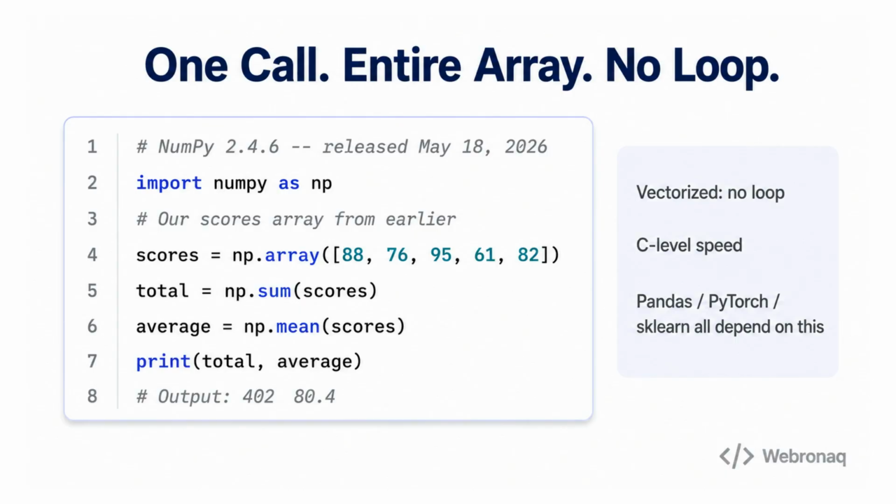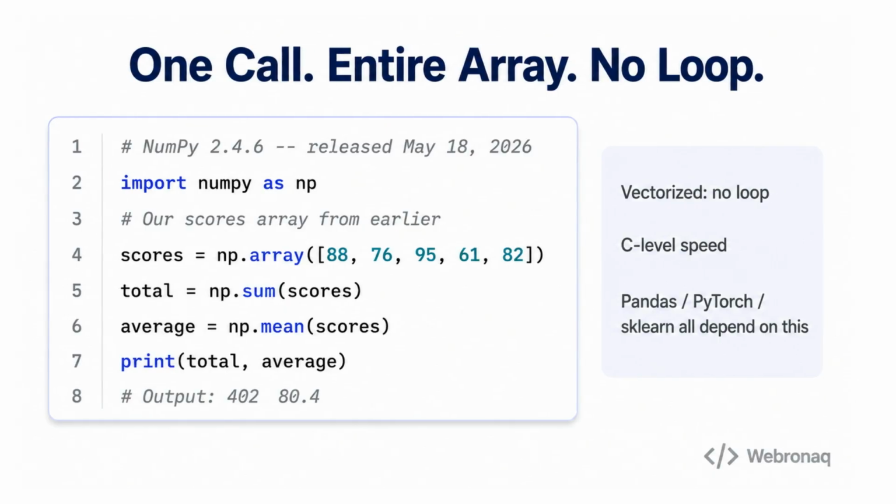NumPy dispatches these aggregate functions to optimized C code under the hood, which means on a large array, they can run orders of magnitude faster than a Python loop doing the same work. This is not just a convenience. Scikit-learn, Pandas, PyTorch, and TensorFlow all sit on top of this same array and aggregate foundation. Every model you train, every feature matrix you build, flows through exactly this pattern. That brings us to the key question. How do you decide which structure to reach for?